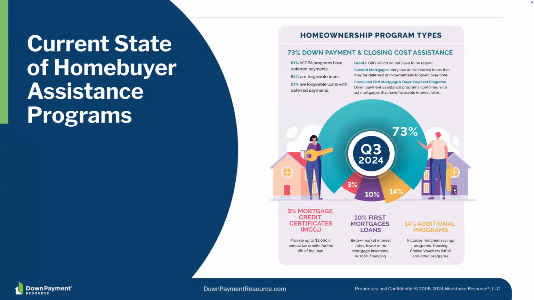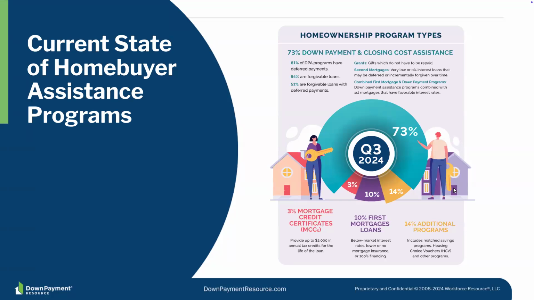Now, let's take a look at the current state of assistance programs. Of all the homebuyer programs out there, 73% are some sort of down payment or closing cost assistance. We like to say that that's really a catch-all category, and we will dig deeper in a few minutes, but it's important to know that not all DPAs are the same.